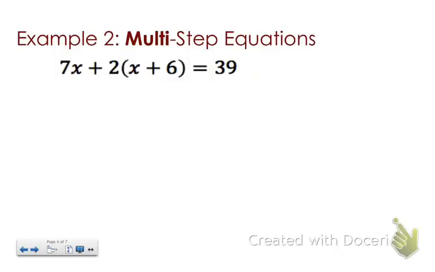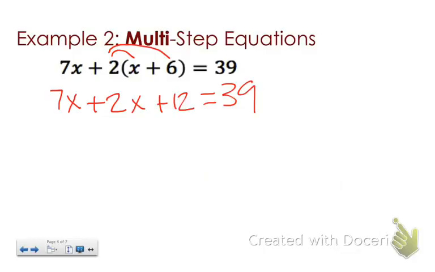Alright, for this example, we have parentheses, so the first thing we need to do is to distribute. So the 7x is just going to come down. 2 times x becomes plus 2x, and 2 times 6 becomes plus 12. Alright, now we combine like terms. 7x plus 2x is 9x.